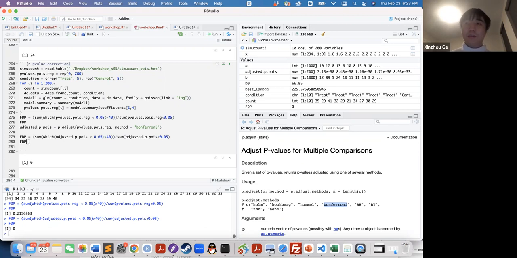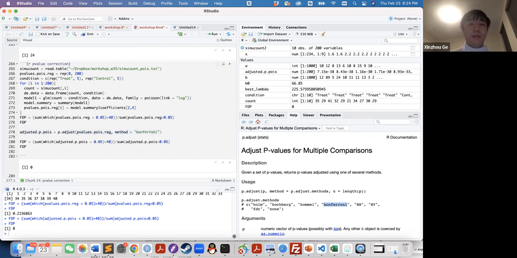Maybe you can also repeat this procedure on your side and let me know once you have finished. Here we just need to calculate the p-values for all the genes using Poisson regression on the Poisson dataset and use this command line to do the p-value correction. So you can try it on your side and let me know once you have finished.